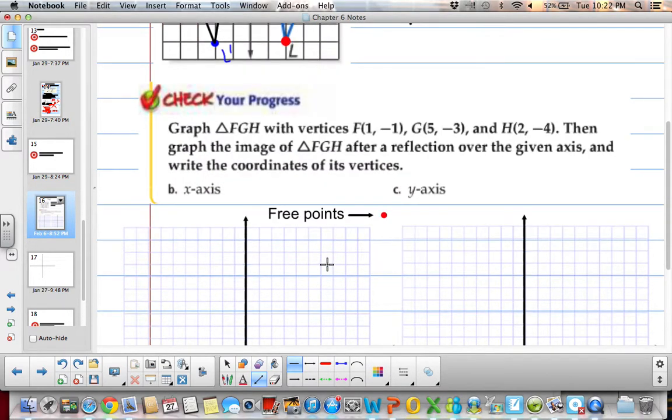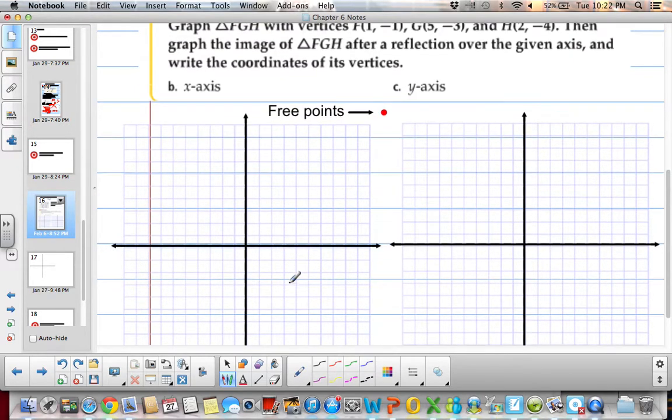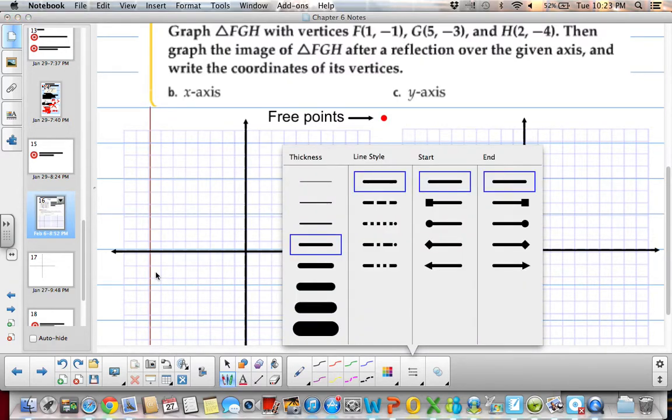So if we have the vertices of a triangle and we want to reflect it over an x-axis and then a y-axis, this is what we would do. So we have triangle FGH, and our vertices, so F is (1, -1). So we're going to start and we're going to graph our triangle. So we would go, let's make this a little thicker.